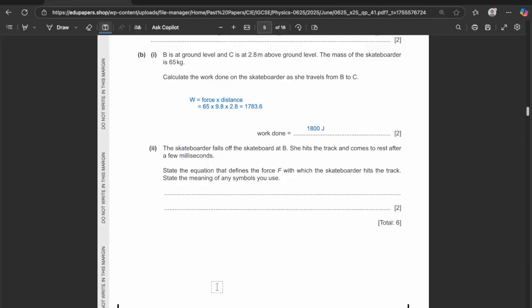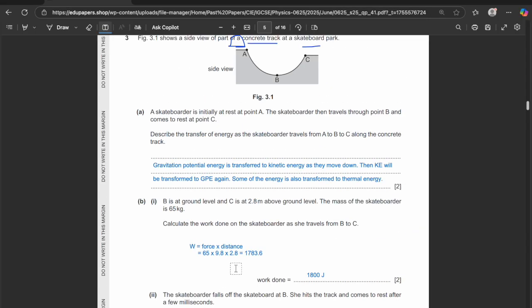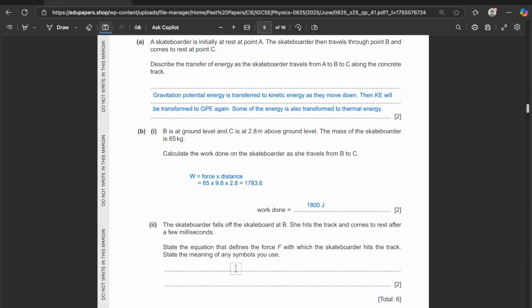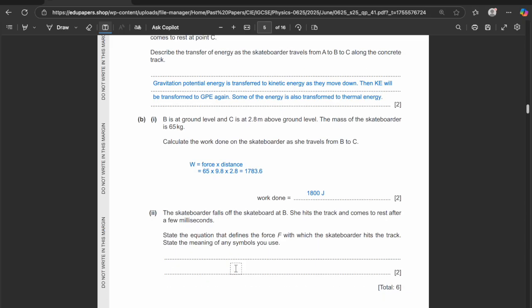2. The skateboarder falls off the skateboard at B. She hits the track and comes to rest after a few milliseconds. State the equation that defines the force with which the skateboarder hits the track. State the meaning of any symbols you use.